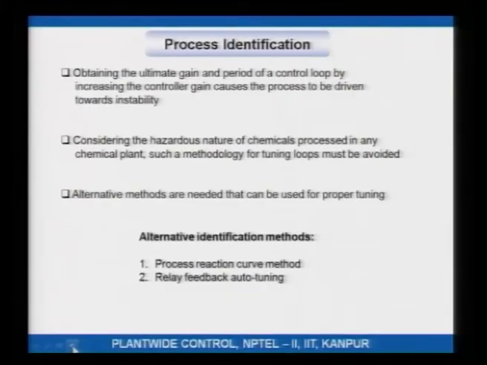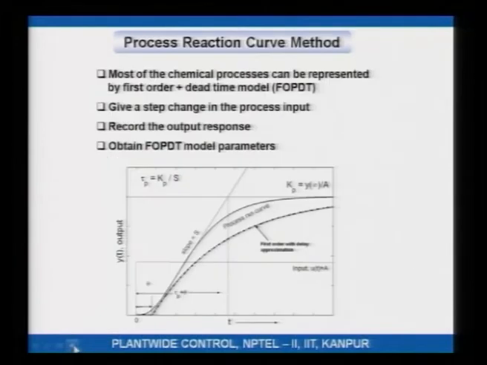So, therefore, alternative methods are needed which can be used for proper tuning of our PID controllers. These methods, two common ones are the process reaction curve method and the relay feedback auto tuning method, and we are just going to go over these two methods in the next few slides. Now, the process reaction curve method essentially tries to fit a first order plus dead time model to an S-shaped output response. Most of the chemical process responses can be represented by a first order plus dead time model.